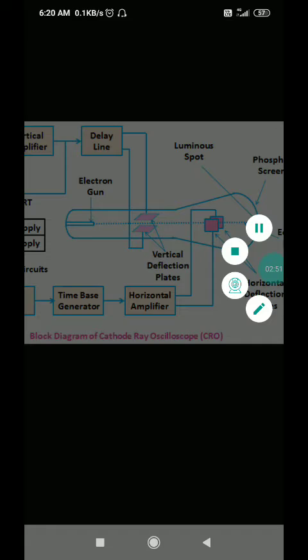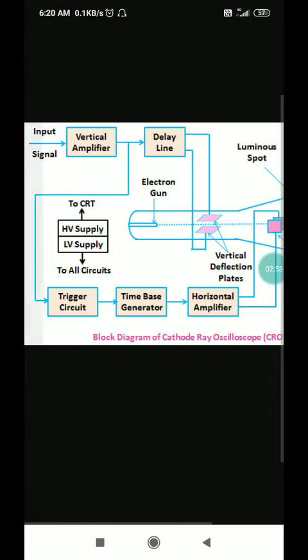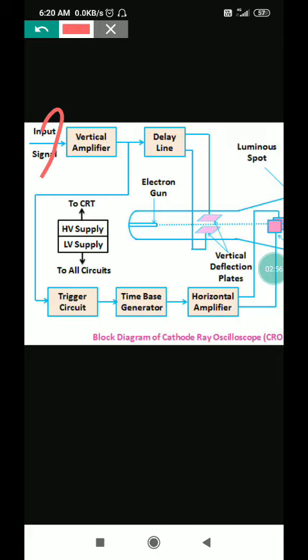Vertical deflection amplifier, we apply input to the vertical amplifier. Vertical amplifier is simply an amplifier which can amplify the signal. So the input that we receive is the signal that we want to show on the screen. This input is a bit amplified with the help of vertical amplifier. It is called vertical amplifier because it is associated with vertical deflection plates.